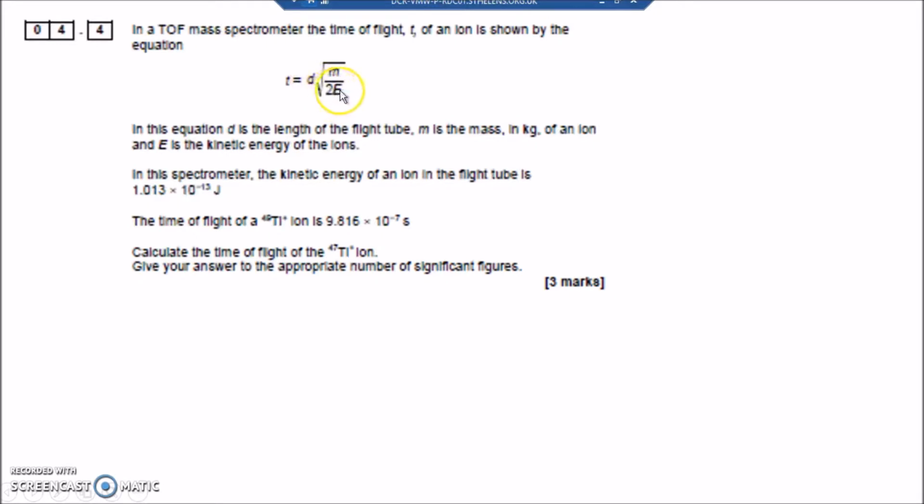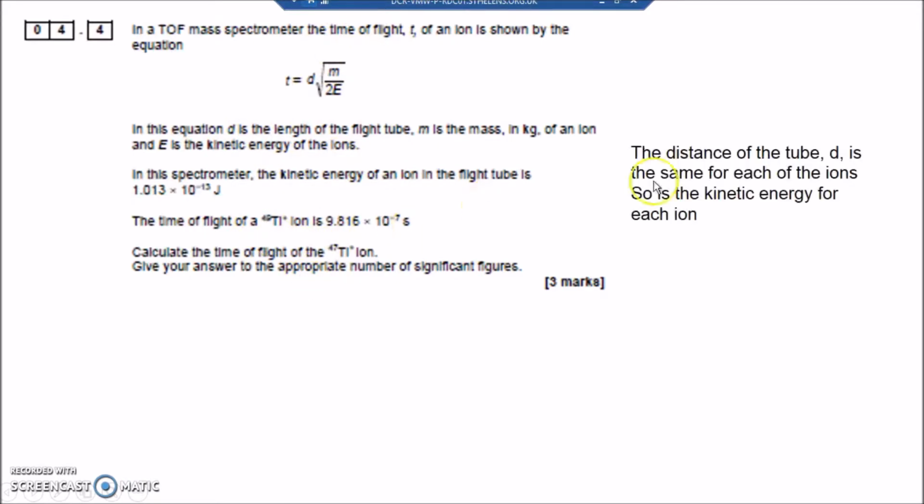So D and 2 lots of E are all going to stay the same for each of the ions that are put in there. So we've said that already. D, so I've rearranged this equation. I've taken the square root of m divided by 2e from the top on this side, taken it across the equal sign, and it goes onto the bottom. So D is 2 divided by the square root of m over 2e.